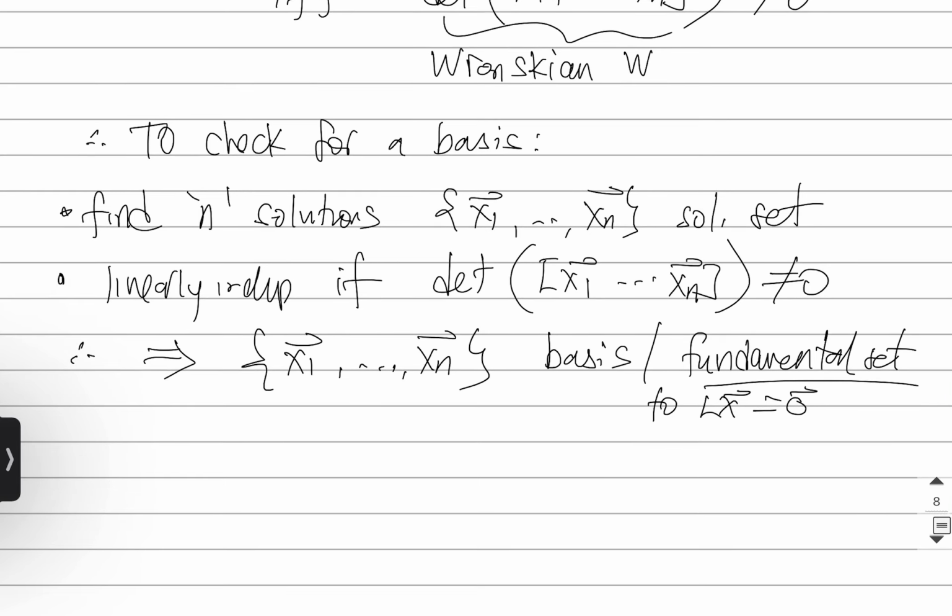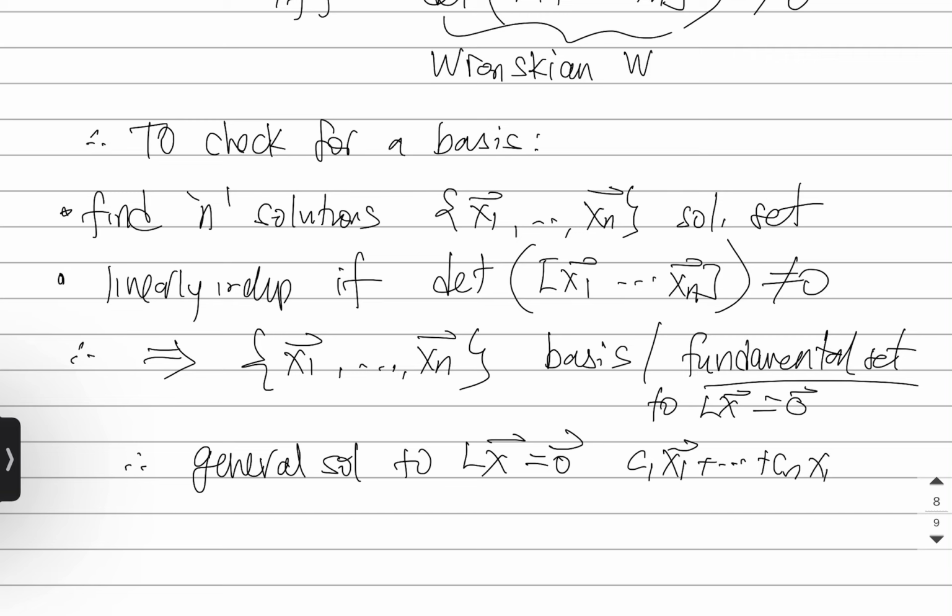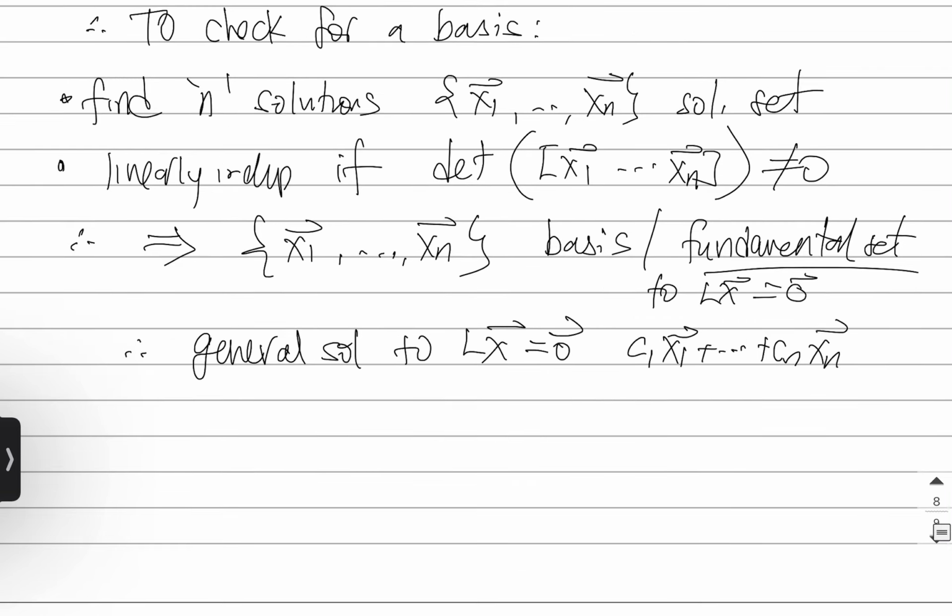And in this case, the general solution to our differential system is C1 x1 all the way down to Cn xn. There have to be n of them for an n by n system, and we can test very easily.